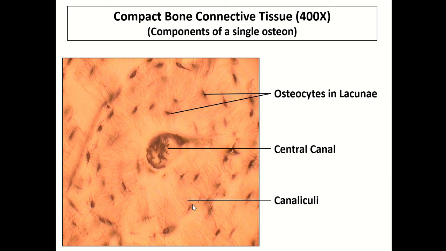And each one of them has these tiny tubules which run off the sides, and they're referred to as canaliculi. And these are going to be important for the absorption and deposit of nutrients, as well as chemical signals between neighboring bone cells. And so that's compact bone.